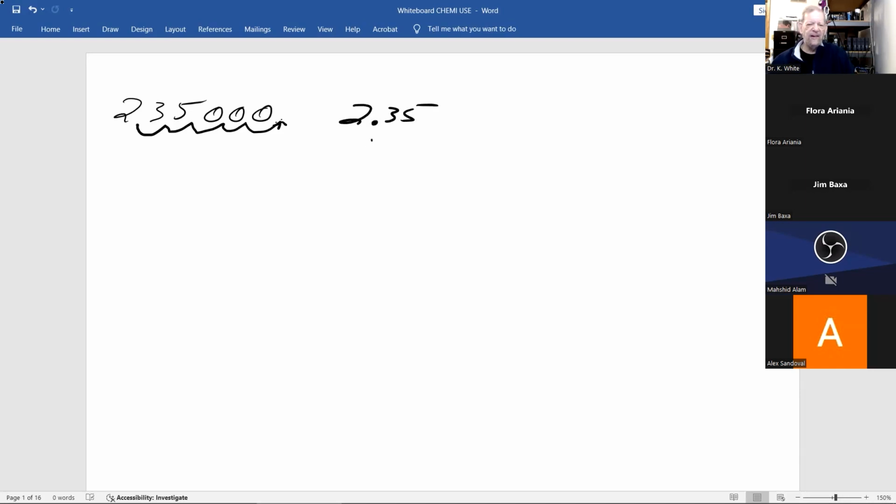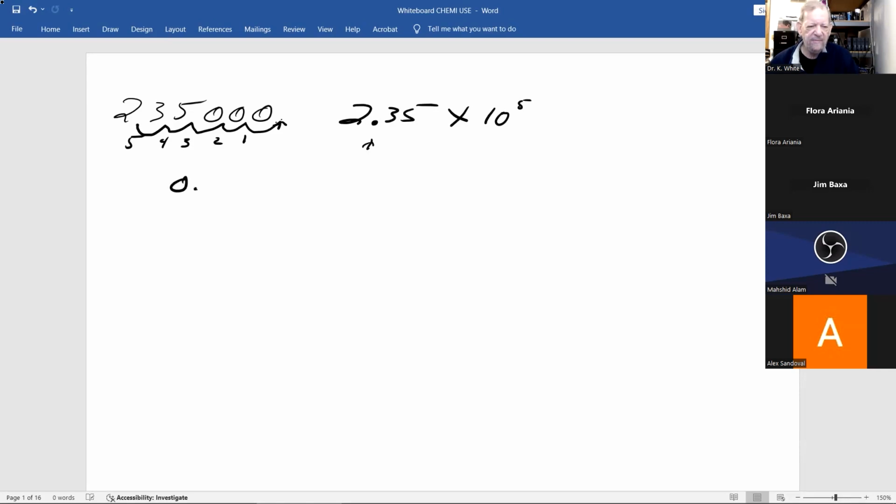and the decimal point is to the right of the first non-zero number. Now, how many times did I move it? 1, 2, 3, 4, 5. So this would be 2.35 times 10 to the 5th.